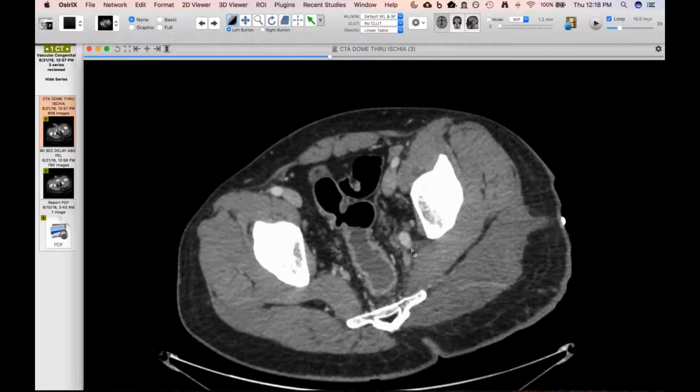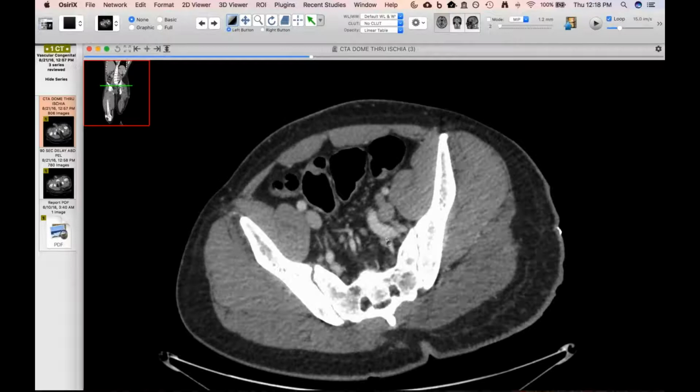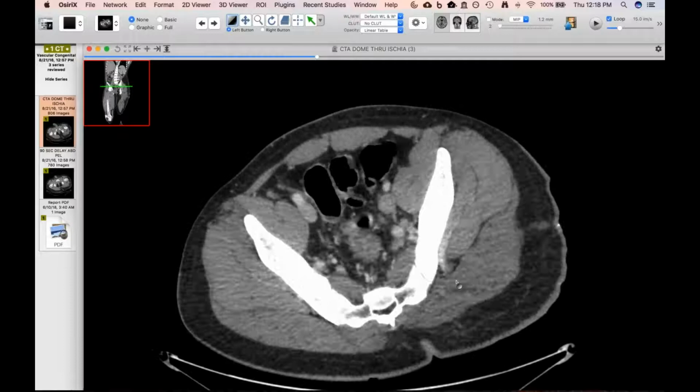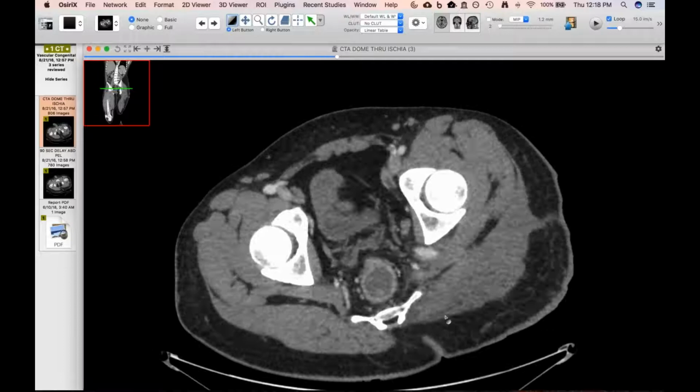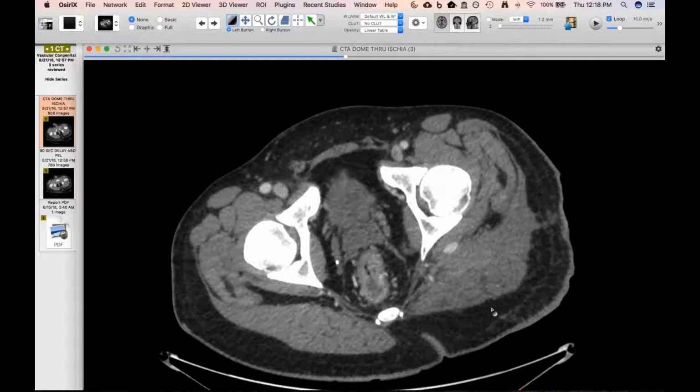Have you guys heard of that or seen that before? No, apparently it has an incidence of like 0.03%. Yeah, like 3 in 10,000. Yes. Maybe less than that. There's a paper from the European Journal of Vascular and Endovascular Surgery from 2009. It's a review article on it.